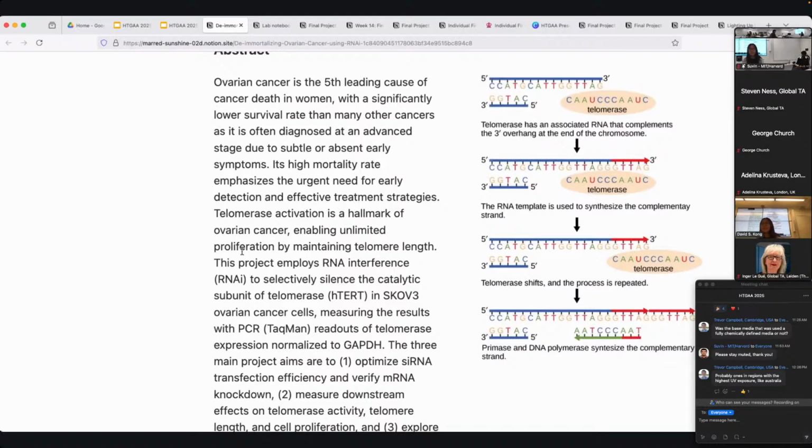And so normally when cells divide, part of the DNA at the end of chromosomes gets lost. This is the telomere region, and telomerase is an enzyme that extends the telomeres, as you can see in the figure, which enables cells to essentially divide forever. And you see this in 80% of ovarian tumors.